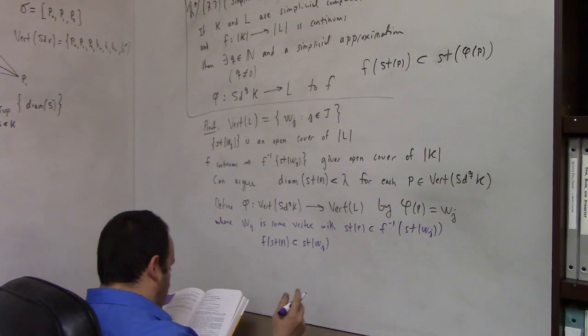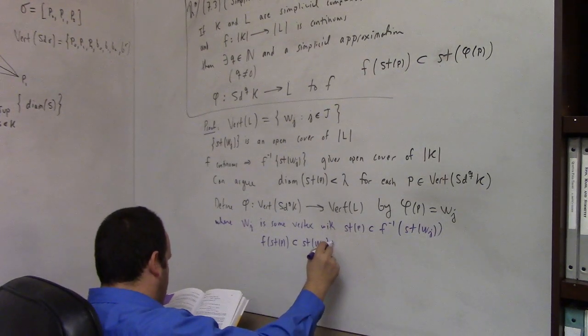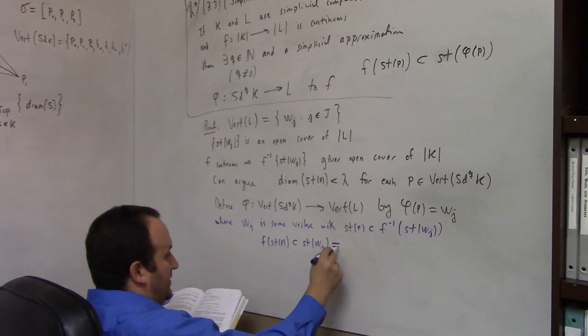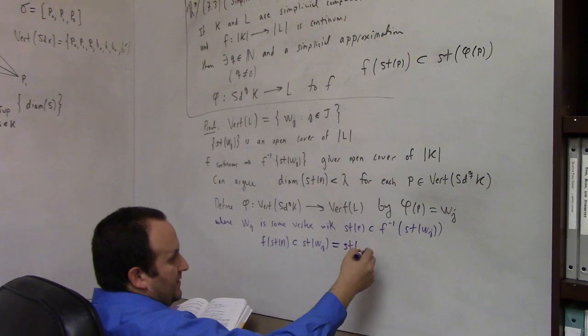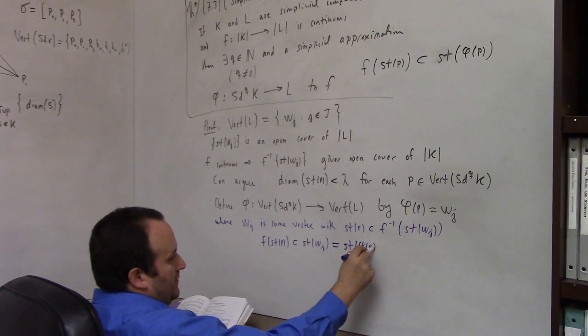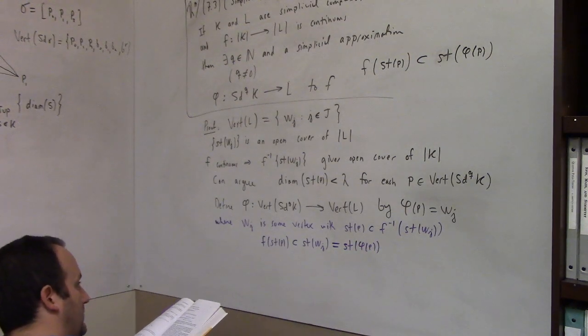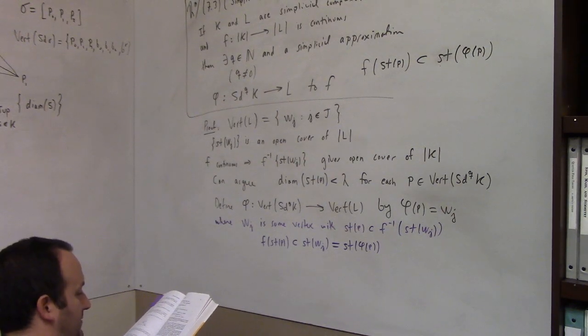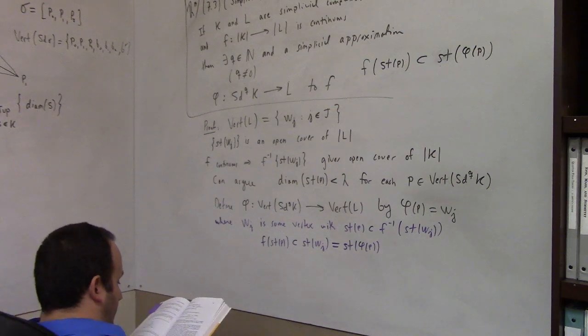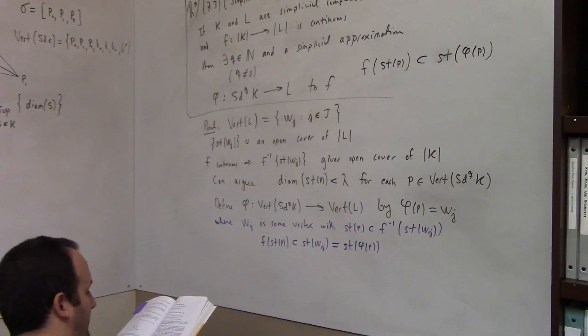Which is the star, is it equals? Yeah, actually this is equal to the star, by definition, of phi of p. So we are done if we can show that phi is a simplicial map.